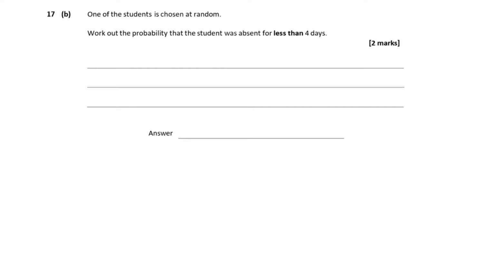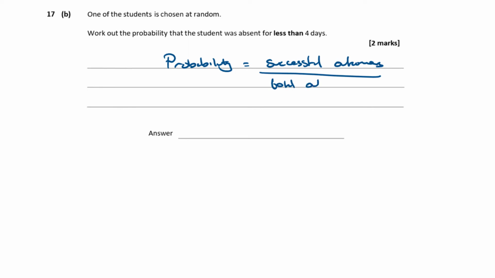Okay, well, probability is equal to successful outcomes divided by total outcomes. Now the total outcomes is like all the kids that you can pick from. So there are 25 students altogether. So the total outcomes is 25. The 25 different students to pick from.